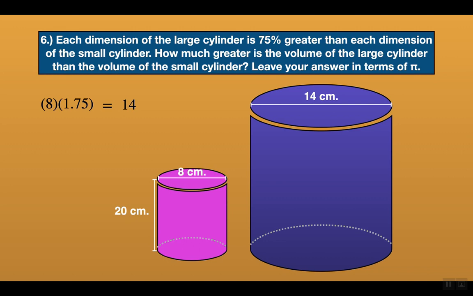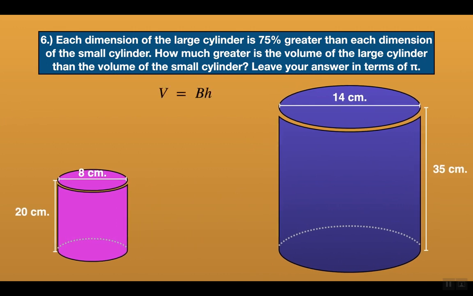Now I'm going to follow the same process for the height of the pink cylinder. I'm going to use the height of the pink cylinder, which is 20. I'm going to multiply it times 1.75, and that's going to give me a number that's 75% greater than 20. That number is 35, and that number is the height of the purple cylinder. Okay, now that I have the dimensions of both cylinders, let's continue working on this problem.